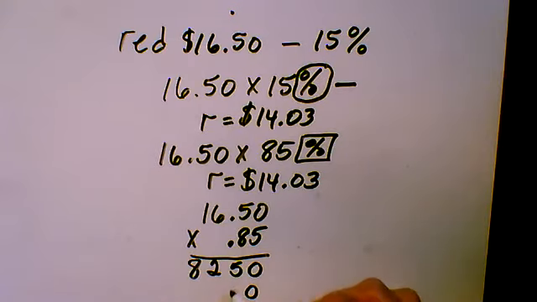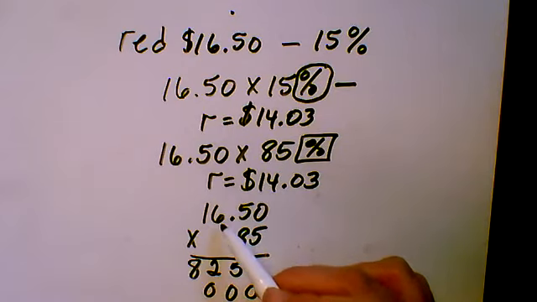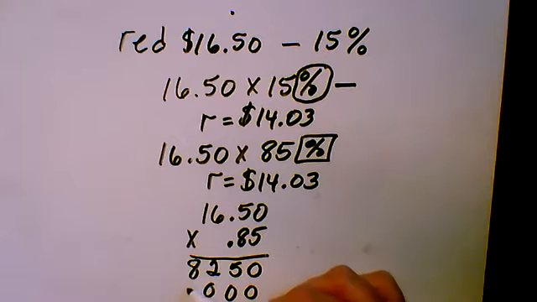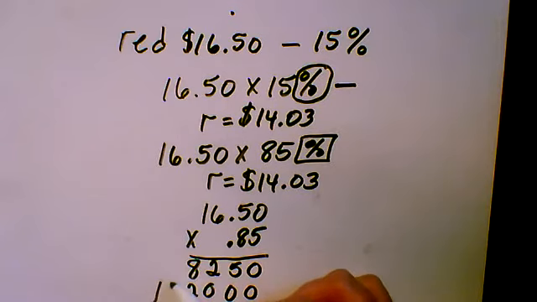And then 8 times 0 is 0. 8 times 5 is 40. Carry the 4. 8 times 6 is 48, plus 4 is 52. 8 times 1 is 8 plus 5 is 13. And then we just add it together.